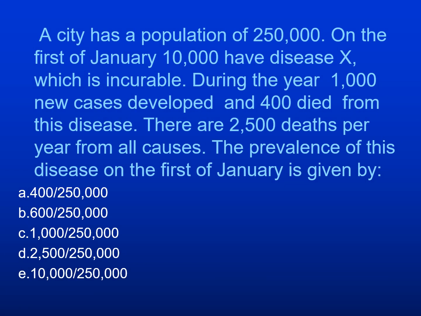Here we start with some problems, and I will give you some time before giving you the answer. You will click for the next slide to note the answer. A city has a population of 250,000. On the 1st of January, 10,000 have disease X, which is incurable. During the year, 1,000 new cases developed and 400 died from this disease. There are 2,500 deaths per year from all causes.